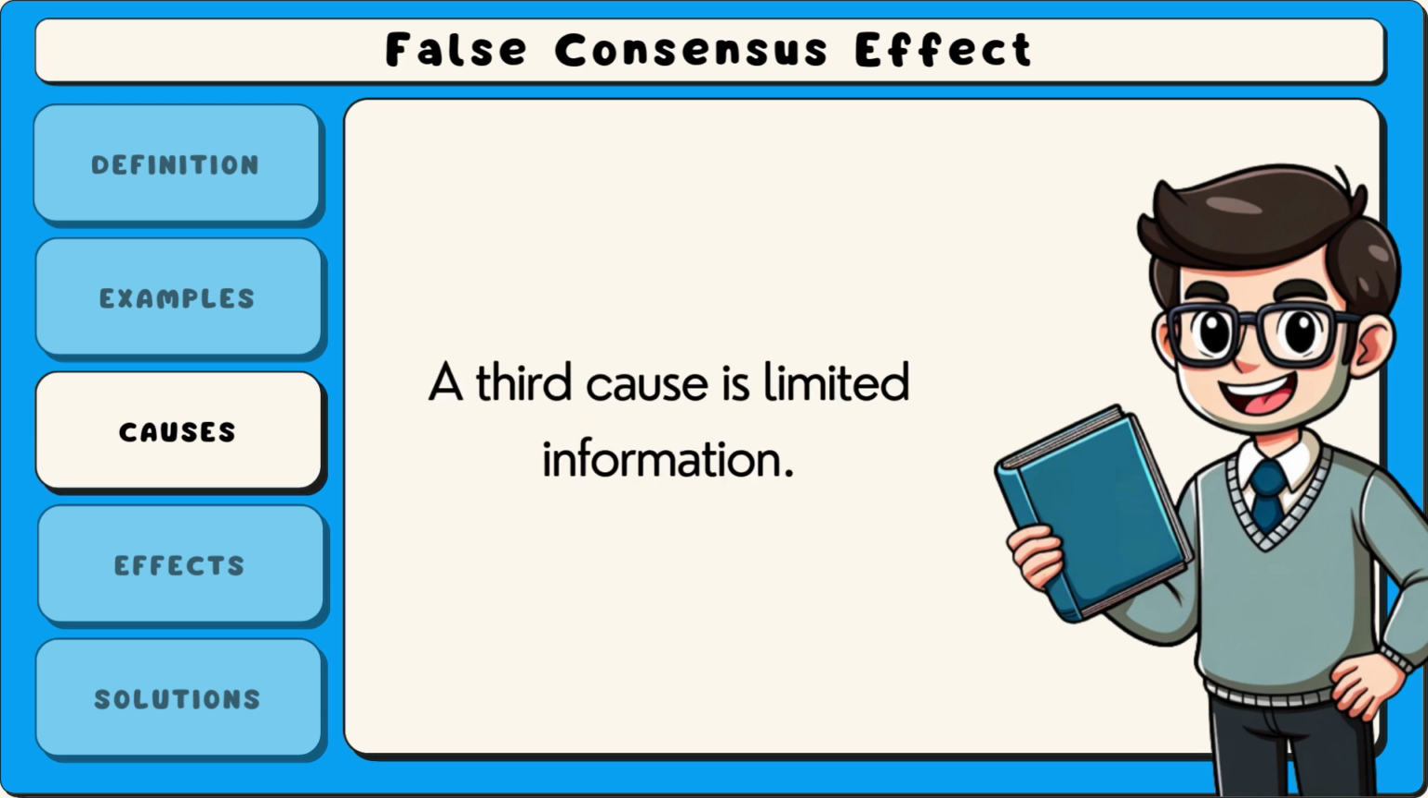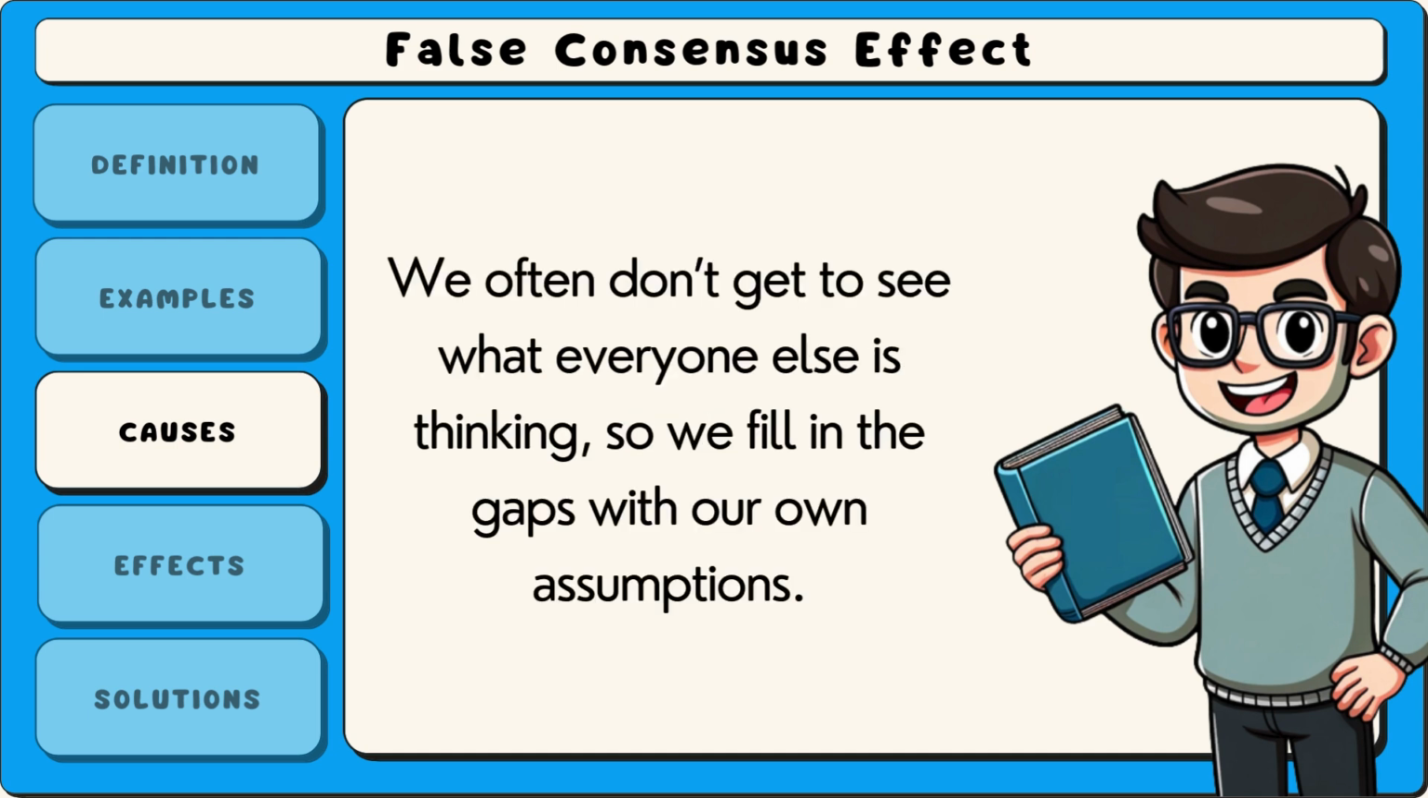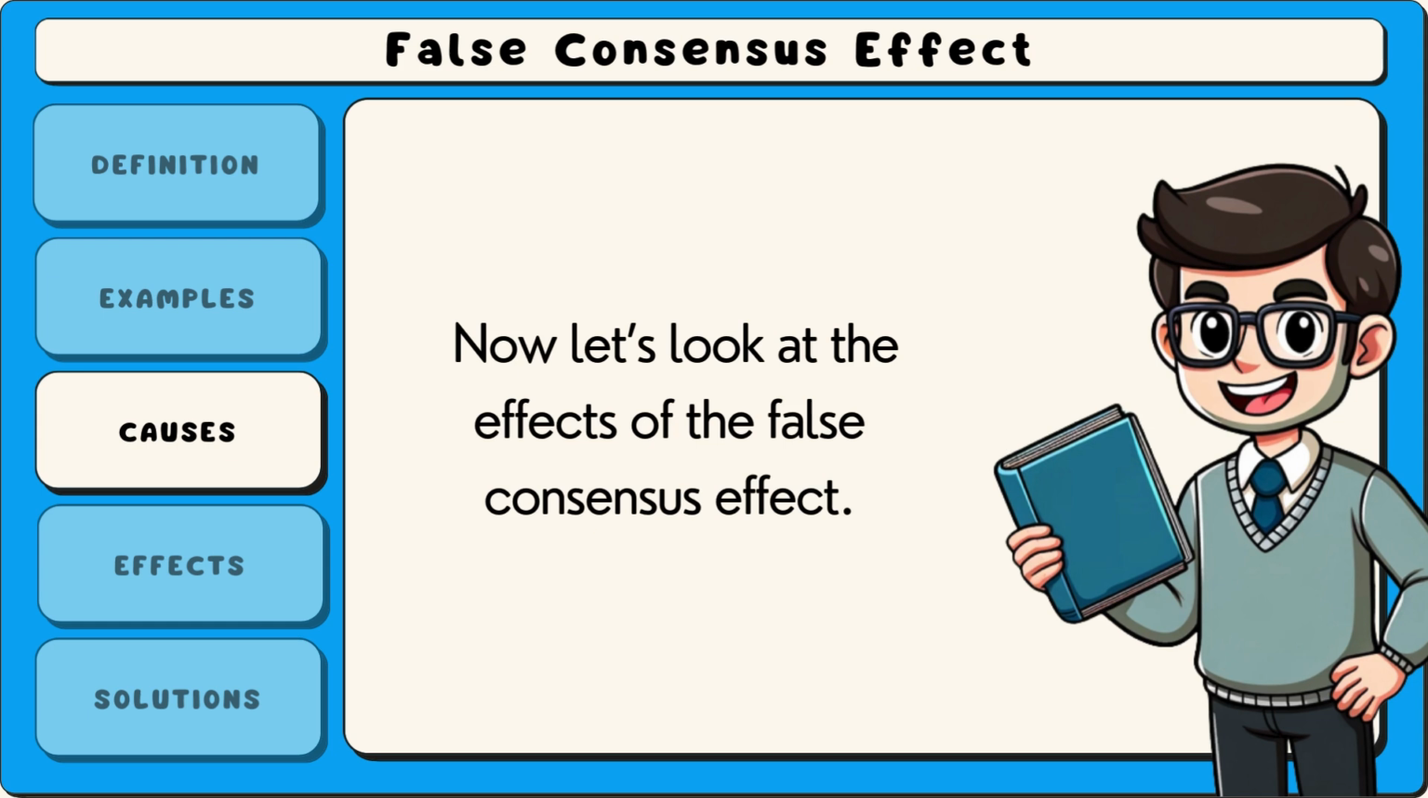A third cause is limited information. We often don't get to see what everyone else is thinking, so we fill in the gaps with our own assumptions. Now let's look at the effects of the false consensus effect.